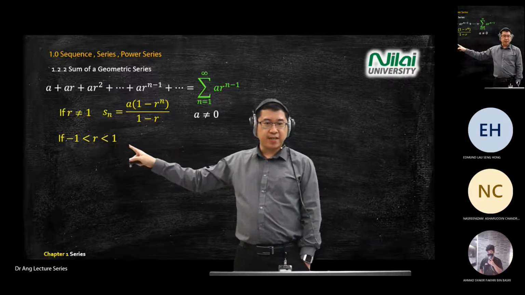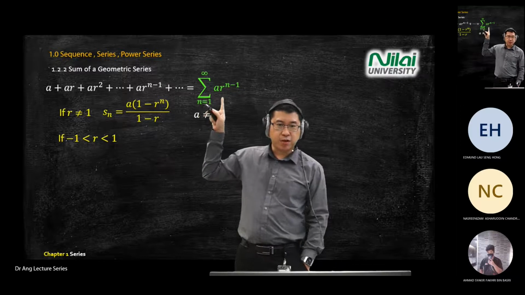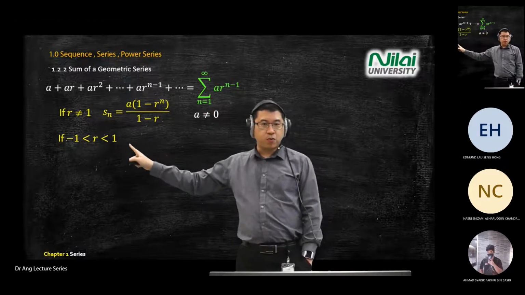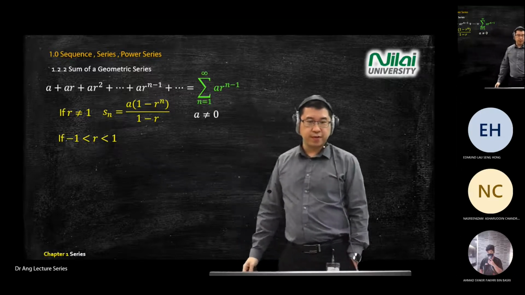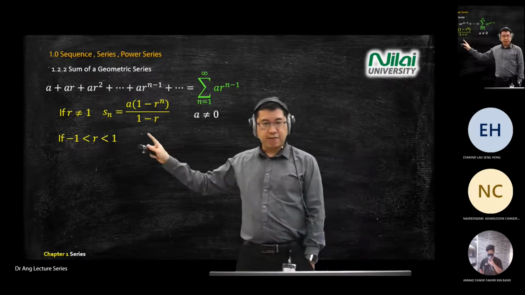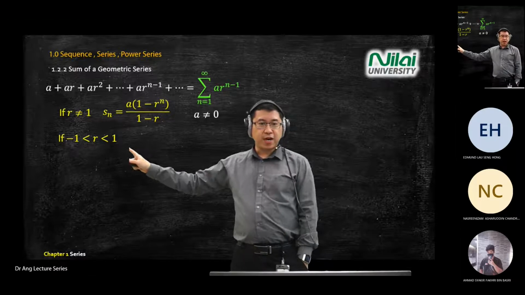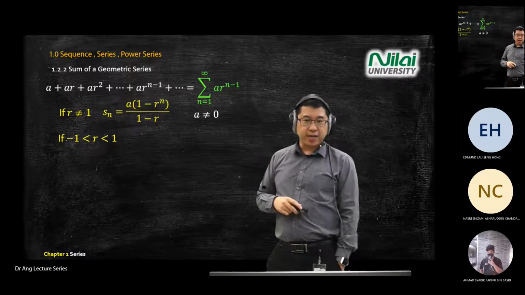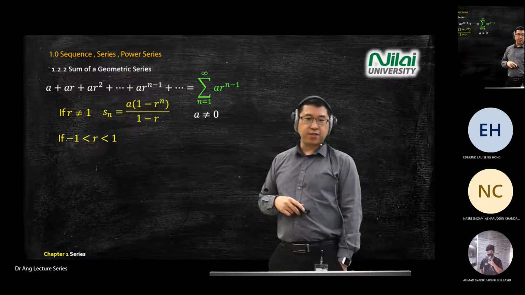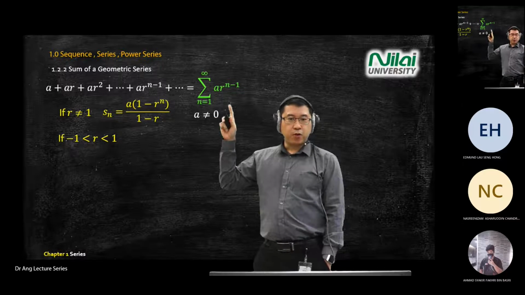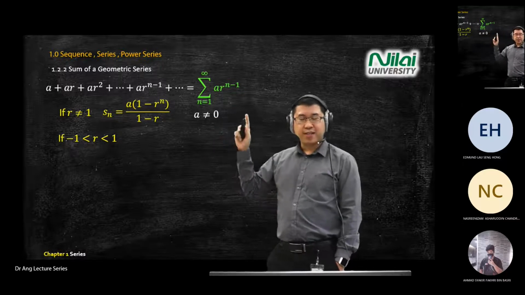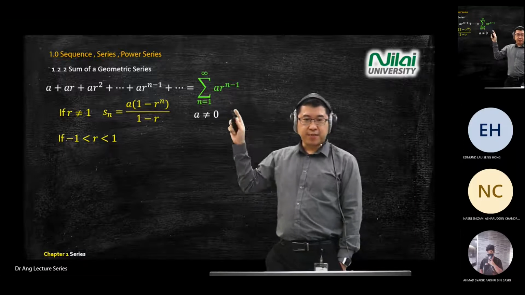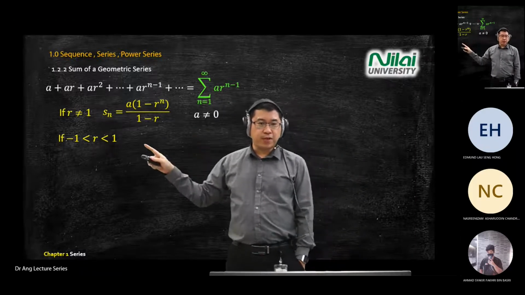Now let's look at what happens to your R in the geometric series. You know that R cannot be 1, because once R becomes 1, you will get divergent data or a divergent series. You will always get infinity as the sum of the numbers, and that is not what we want. We want to get a convergent series.